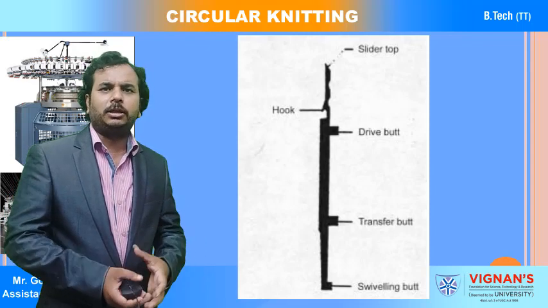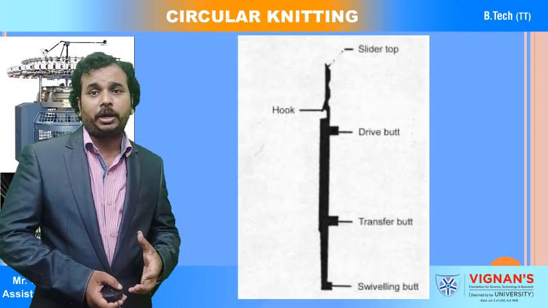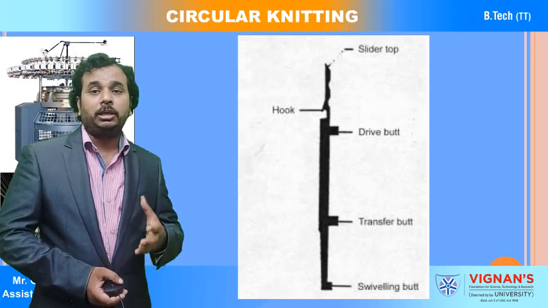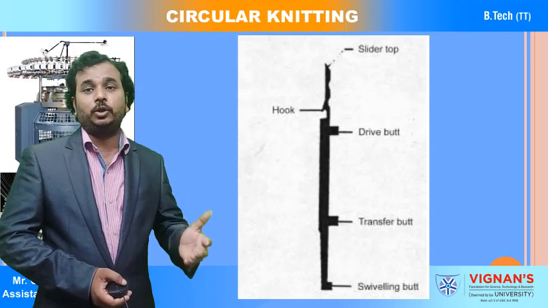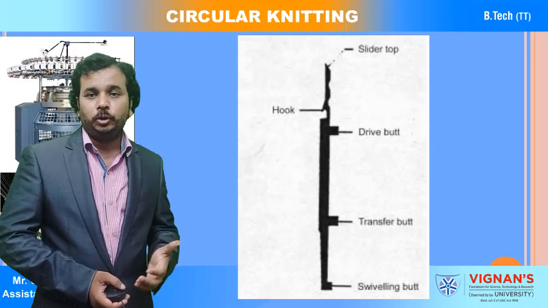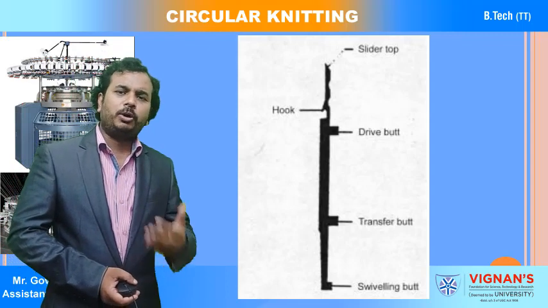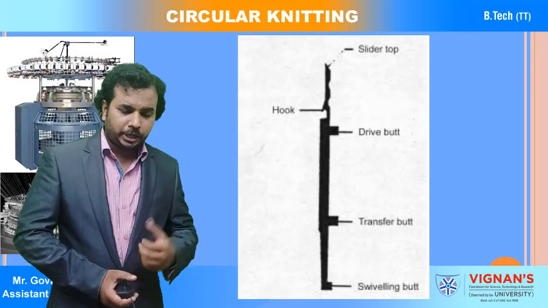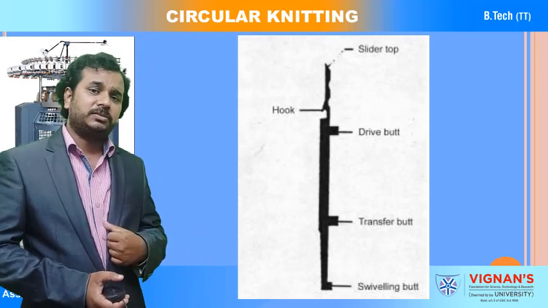So all these are the parts of the slider. We will see how this is going to be operated in the actual condition, particularly in the double cylinder category, to transfer the loop or to produce the new loops using an old loop. So before going to that, can you remember what exactly the pearl structure is?